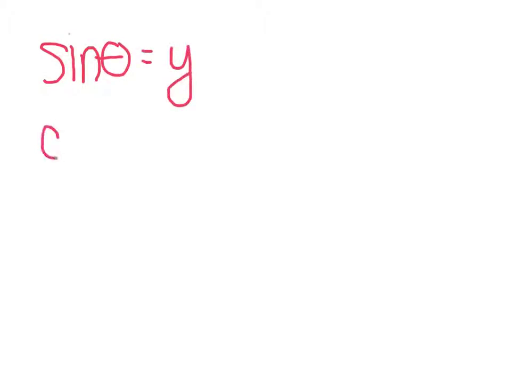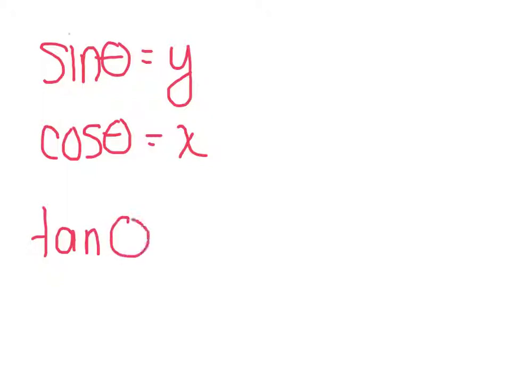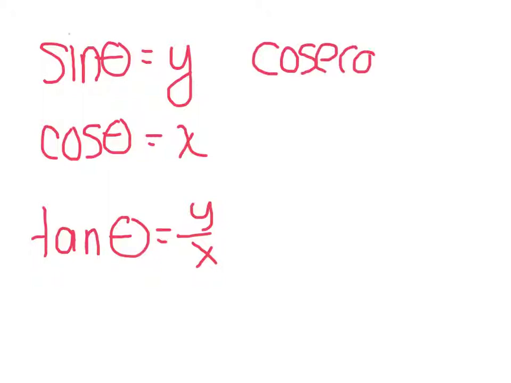So now we've established that the sine of an angle in a unit circle is y, and the cosine of an angle in the unit circle is x, and the tangent of an angle in the unit circle is y over x. In this class, we're going to add in the reciprocal trig functions. The reciprocal of sine is called cosecant. The reciprocal of cosine is called secant.